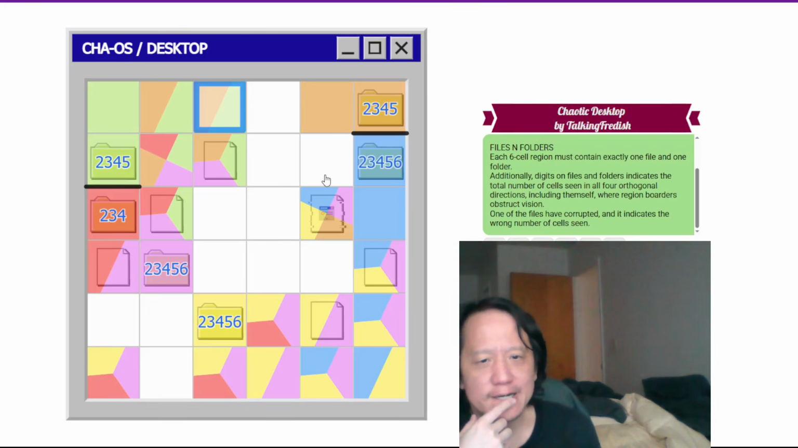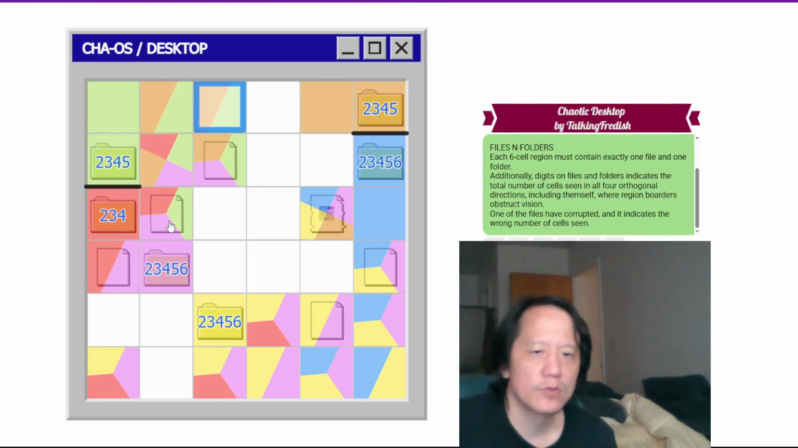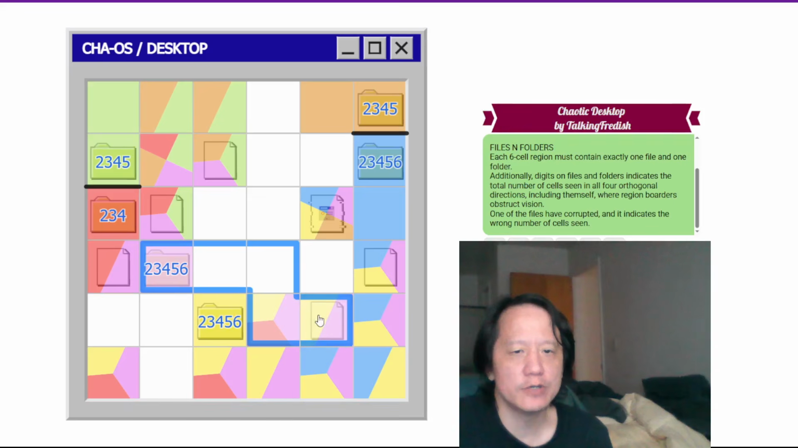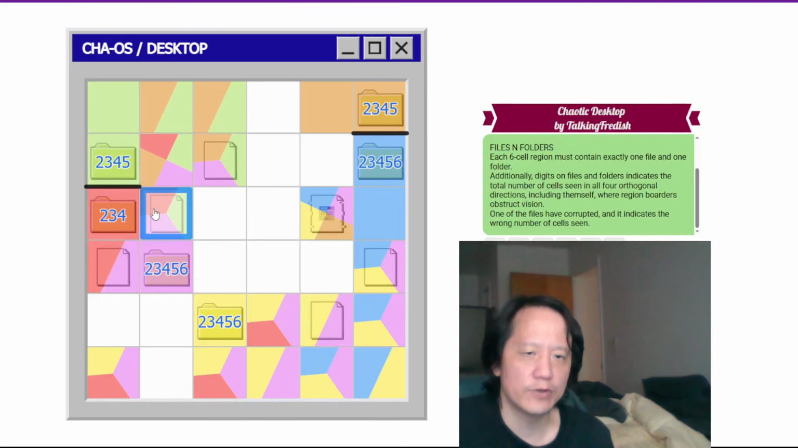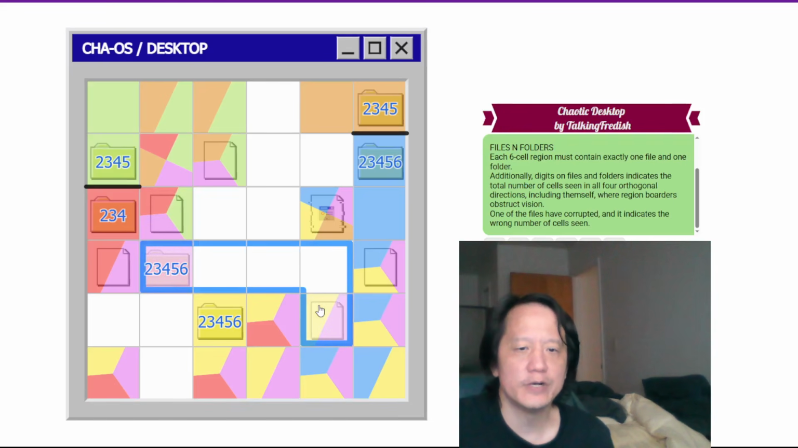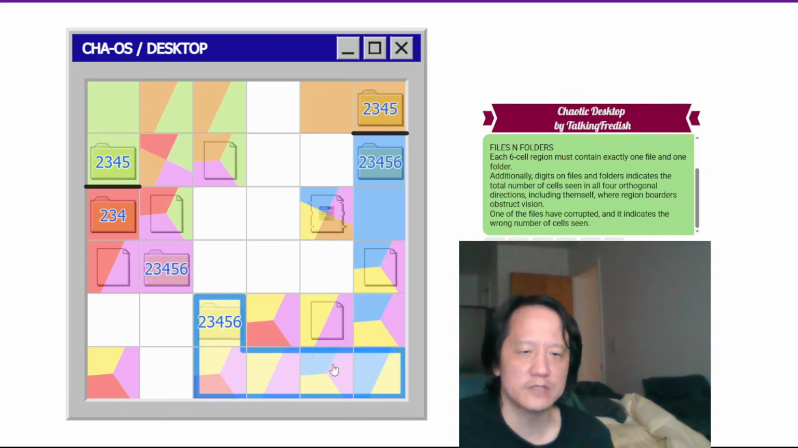Anyways, pink could go here. Oh, can pink actually go here? If we connect pink to here, how does yellow connect to a file? Red would have to go here, green would have to go here. But yellow, yeah, if pink goes this way, that's not going to work because yellow has to access a file.